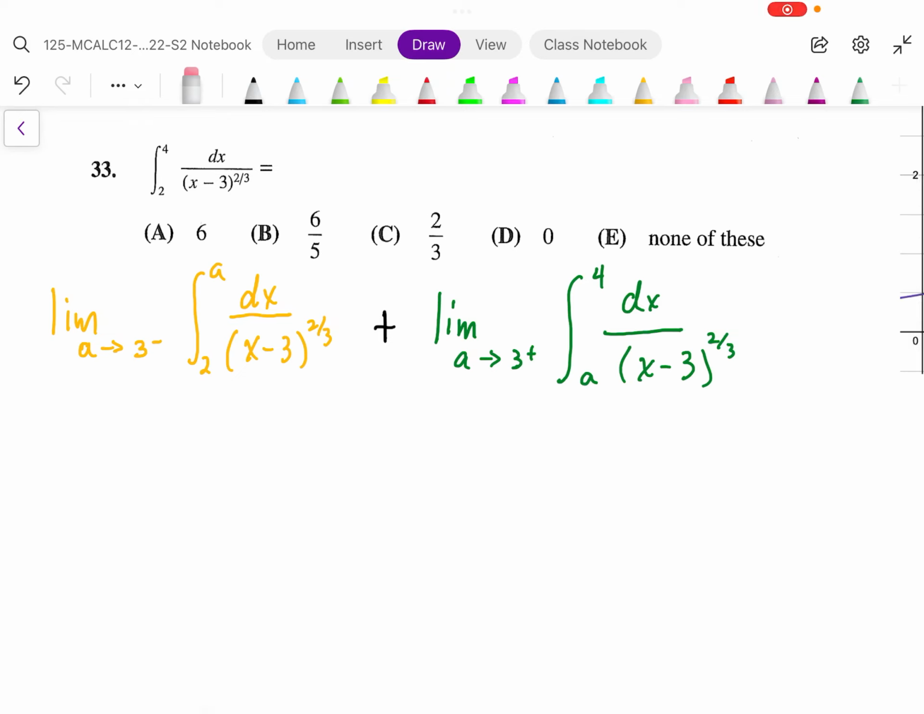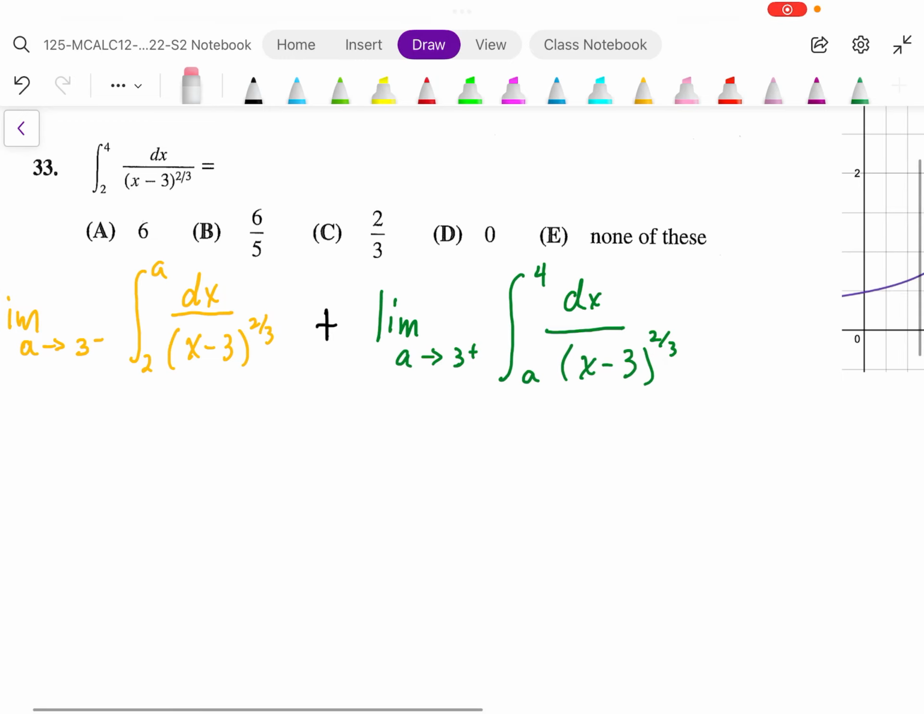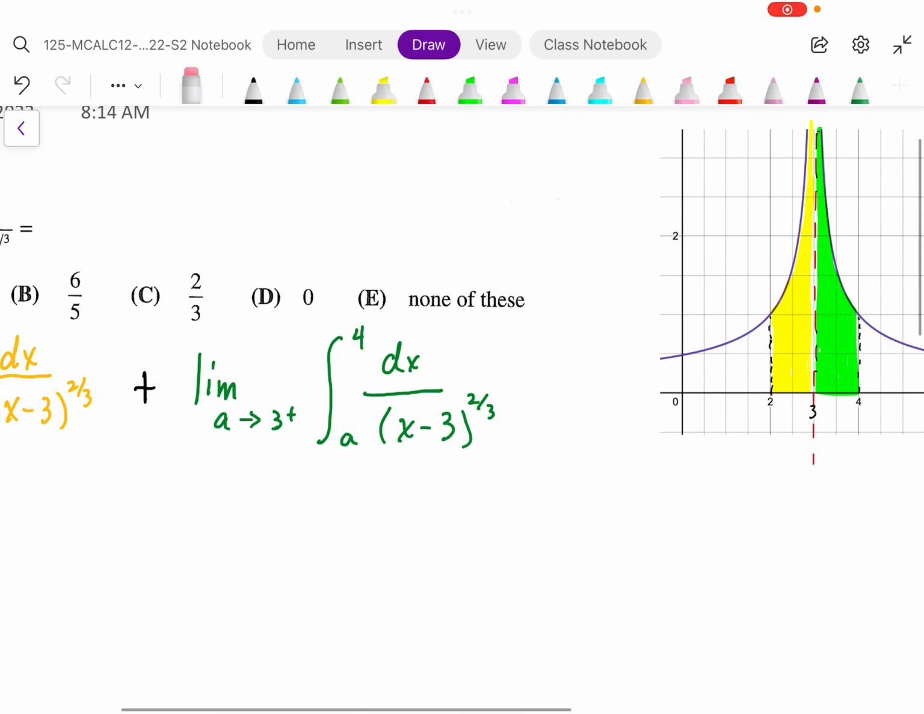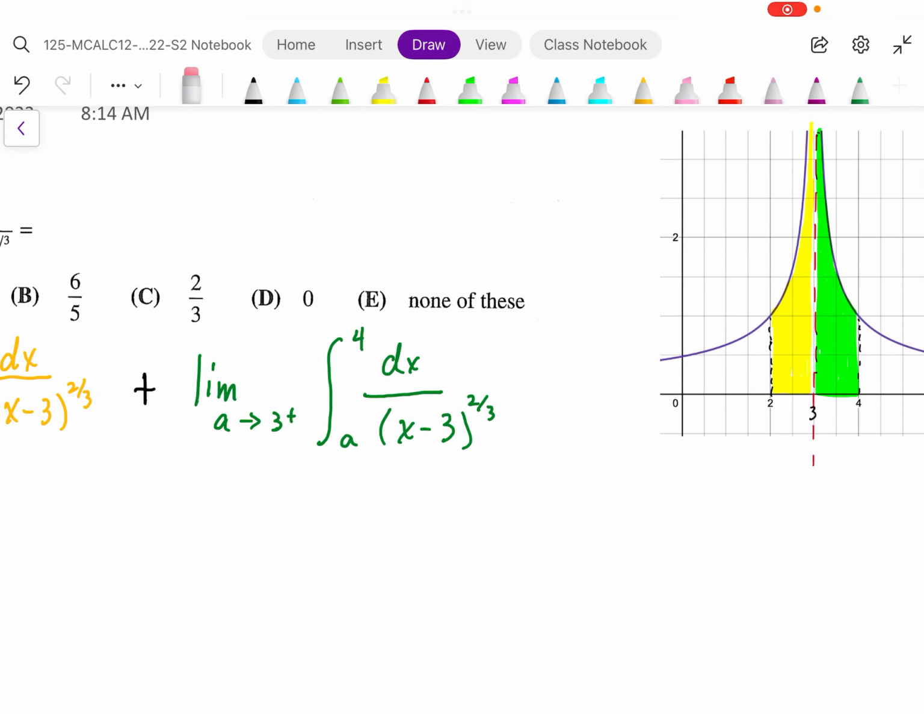So we have here, since we're integrating to an asymptote, we need to use a limit. So we're just going to formally write this with the limit as a goes to 3 from the negative side. So what we're going to end up doing is integrating from 2 to 3. And then we're going to do the same thing, but we're going to use a limit as a goes to 3 from the positive side.